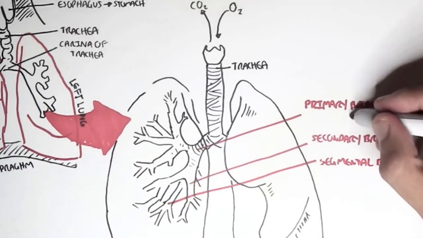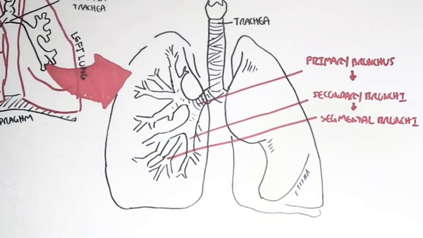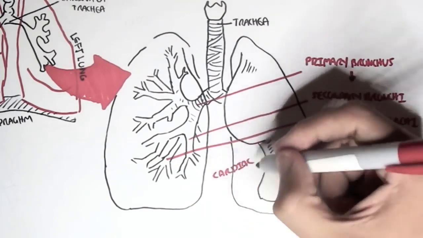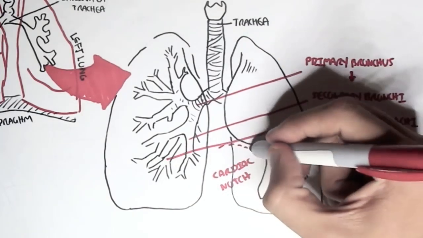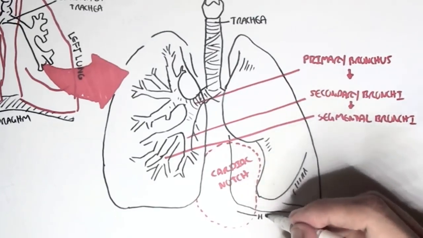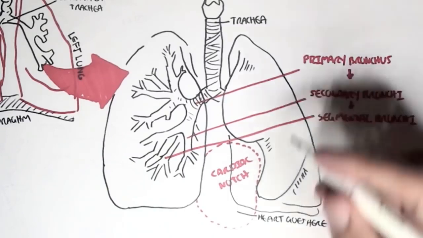Now, let's stop there for a second and look at this area here on the left lung. As you can see, the left lung has a bit of space here. The space is known as a cardiac notch. And if you know what cardiac means, it means it has to relate to the heart. And so this is actually where the heart is positioned in our body.